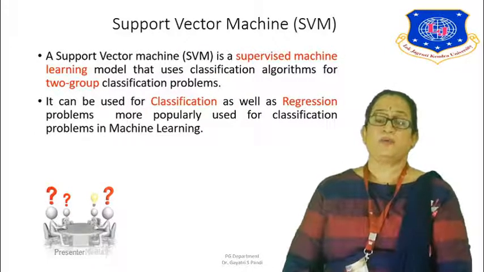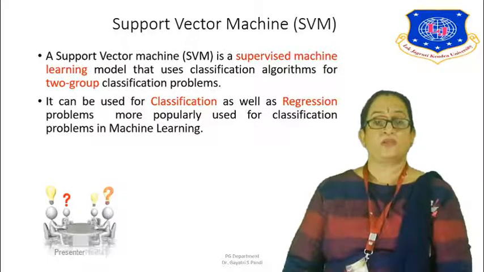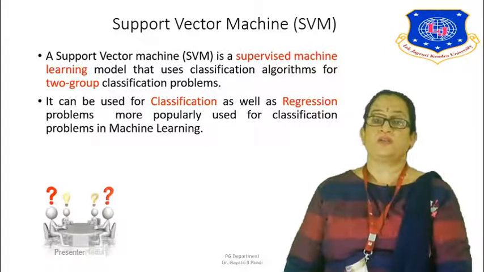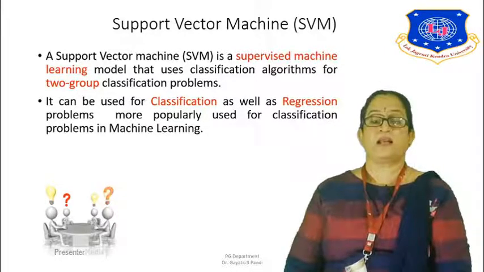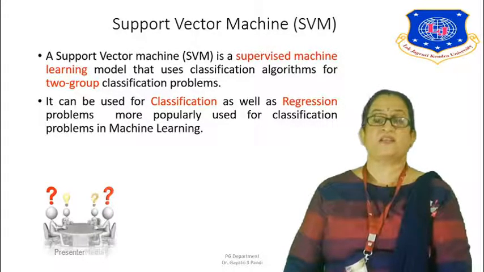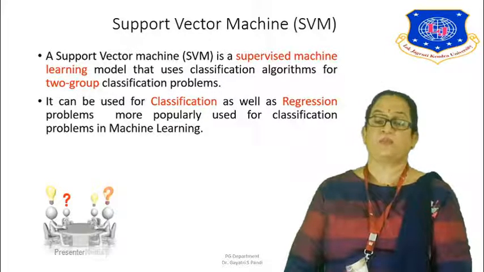So SVM, as I told you, stands for Support Vector Machine. It's a supervised machine learning algorithm or model that uses the classification algorithm for two-group classification problems. So it is basically more useful for binary class classification problems. It can be used for classification as well as regression problems, but it is more popular for classification problems in machine learning.